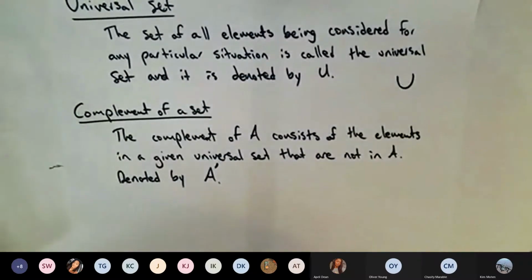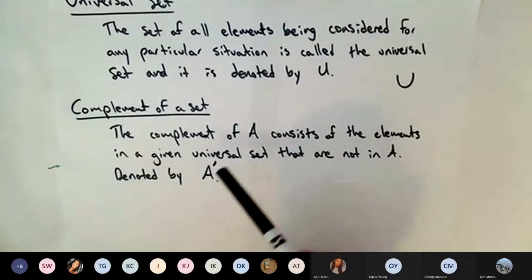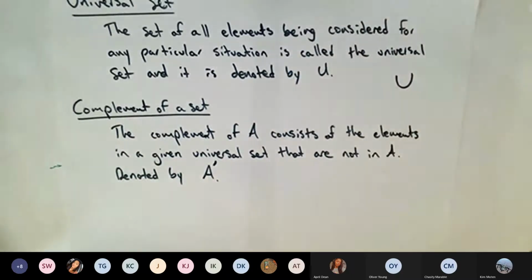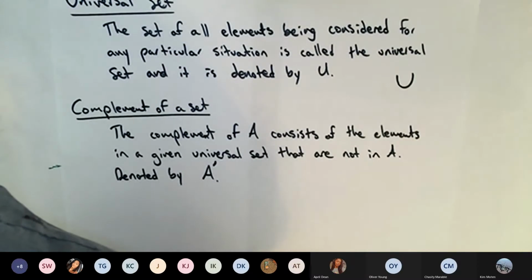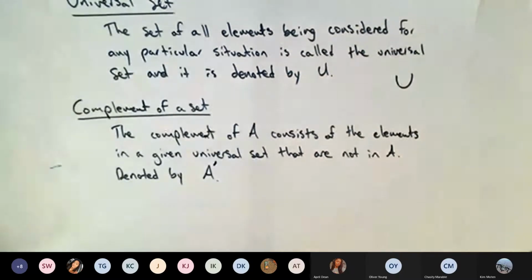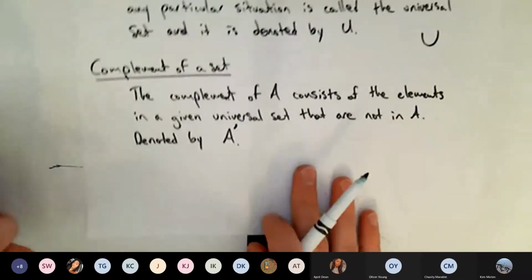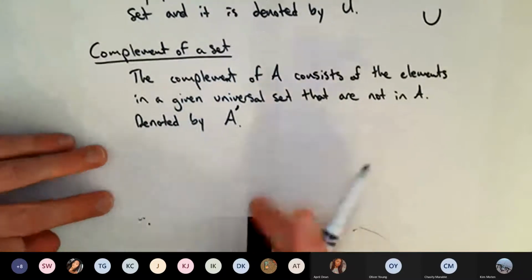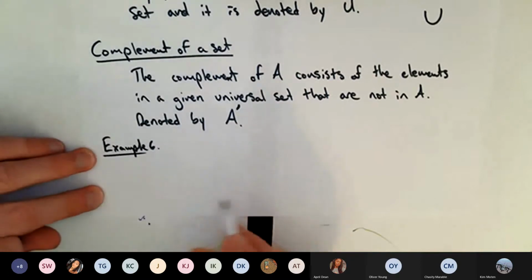There are tons of different ways to denote a complement, but this book and our homework and the exams use A complement as that little A with a tick mark up in the corner. Okay, so let me give you an example. An example of a complement. So I believe we're on example 6. You see this complement definitely relies on what the universal set is.